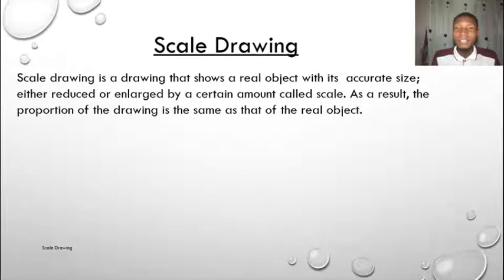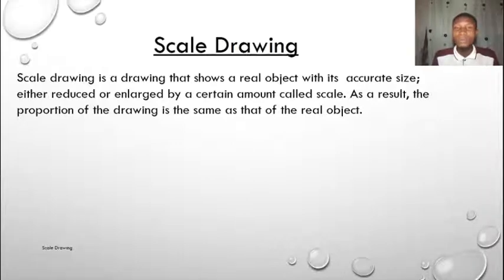The difference is that either the drawing is smaller than the real objects, or the drawing is larger than the real objects. In the case where the drawing is smaller than the real object, that is a reduction. But when the drawing is larger than the real object, that is an enlargement. But mind you, the proportion is exactly the same. The only difference is that the size has changed.